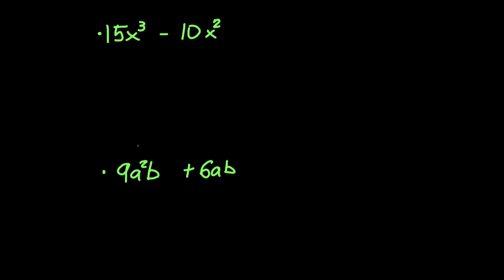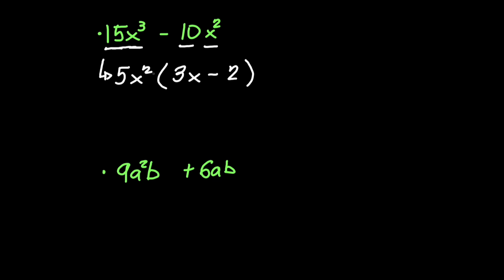Let us start with more examples. For simpler methods, we will take the GCF for each variable. So, the GCF for 15 and 10 would be 5. And the GCF of x cubed and x squared would be x squared. So, the total GCF for these two would be 5x squared. 15x cubed divided by 5x squared would be 3x, minus 10x squared divided by 5x squared would be 2.